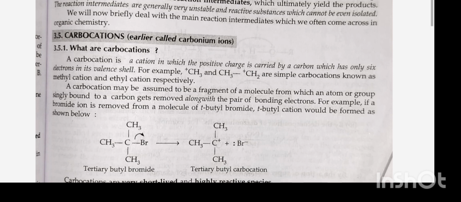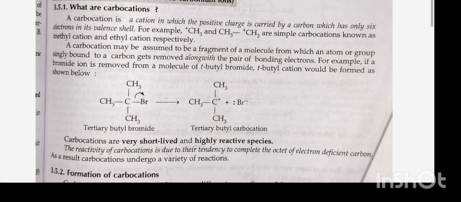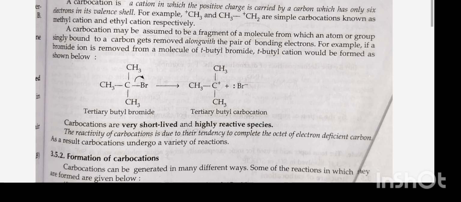Carbocation, earlier called carbonium ion. What is a carbocation? A carbocation is a cation in which the positive charge is carried by a carbon which has only 6 electrons in its valence shell. For example, CH3+ and CH3CH2+ are simple carbocations known as methyl cation and ethyl cation respectively. A carbocation may be assumed to be a fragment of a molecule from which an atom or a group singly bonded to a carbon gets removed along with the pair of bonded electrons.